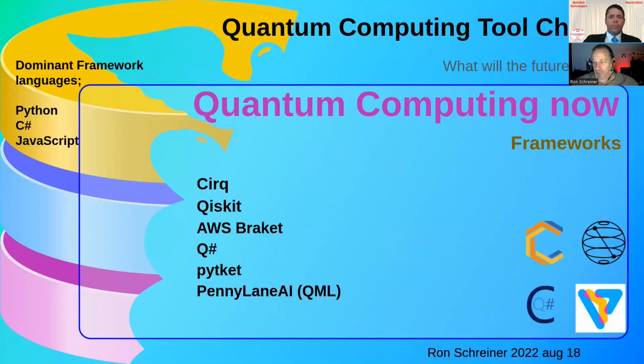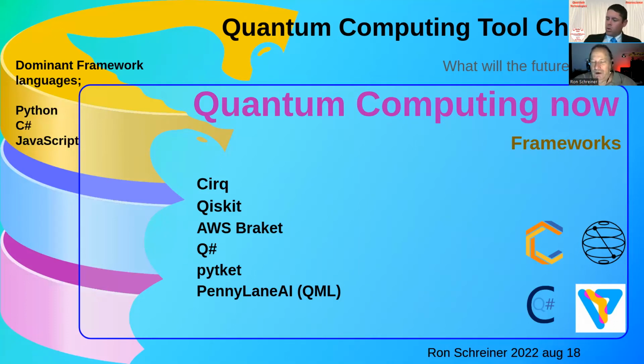Okay, so now we can move on and look to see what is going on in quantum computing right now. So this is just a quick overview of what frameworks are out there. I most definitely don't have them all listed here. These are just the ones that I've run across and have had a peek into here and there. One thing that's interesting about these frameworks, as you can see in the upper left, the dominant framework languages are Python, C#, and JavaScript in that order.